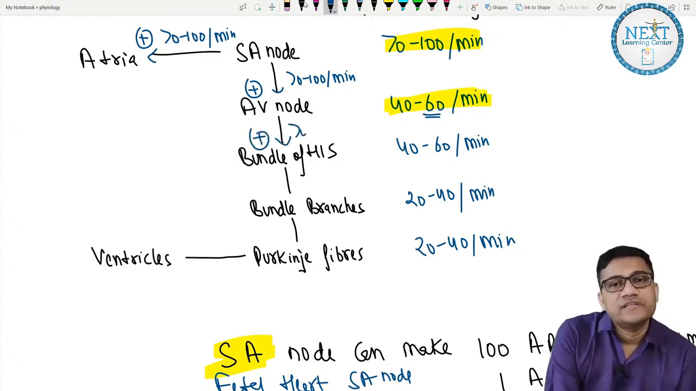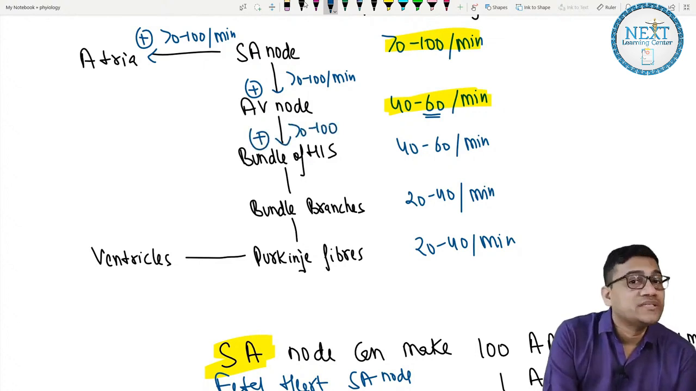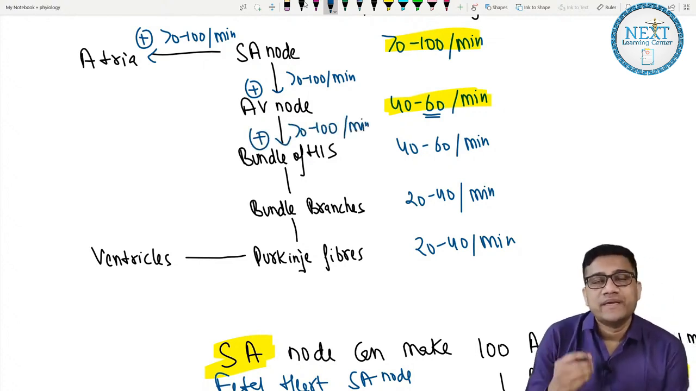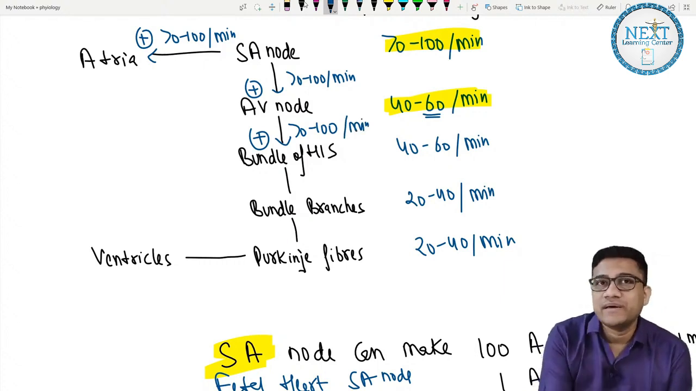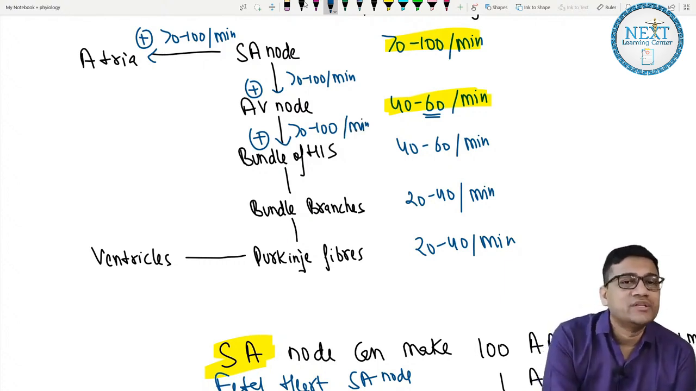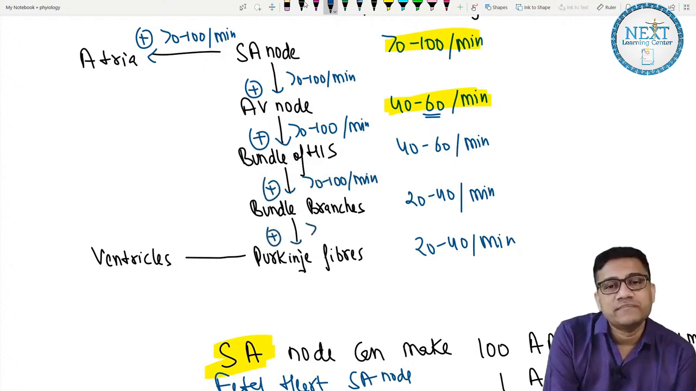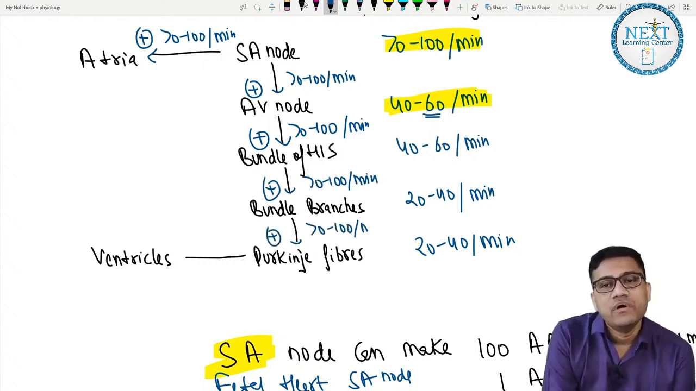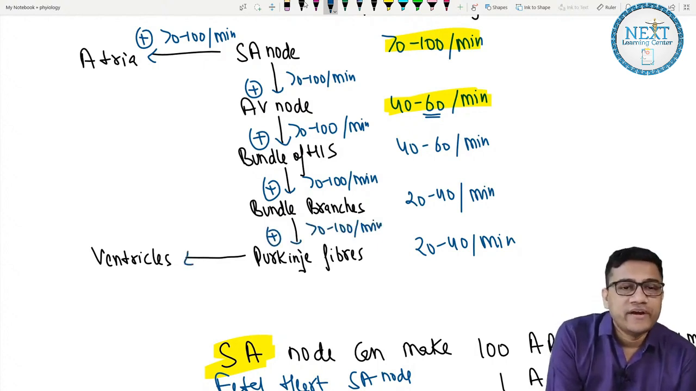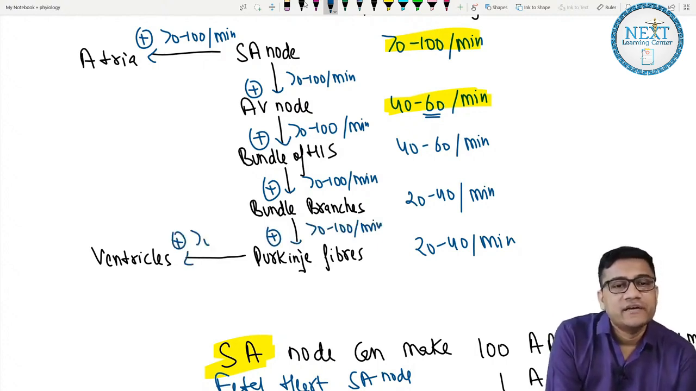And at what rate? 70 to 100, not 60. So in simple language, what is AV node doing? Making impulses or conducting the impulses? Conducting the impulses of SA node to the bundle of His. Same way, bundle of His will also conduct at 70 to 100, and the Purkinje will do the same, 70 to 100 per minute. And then ventricles are excited at 70 to 100 per minute.